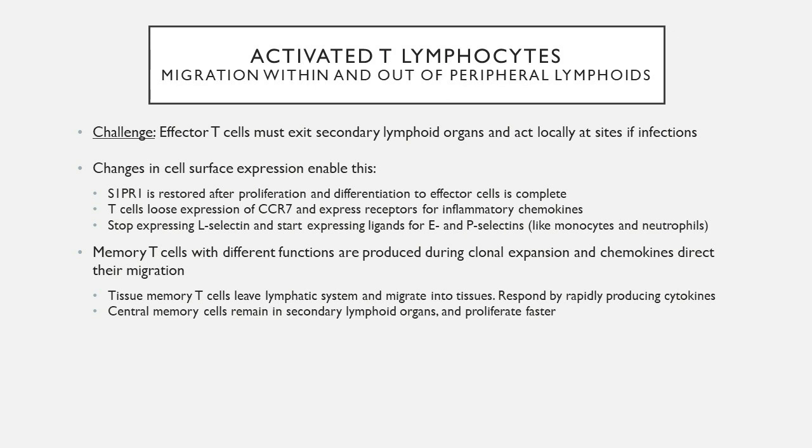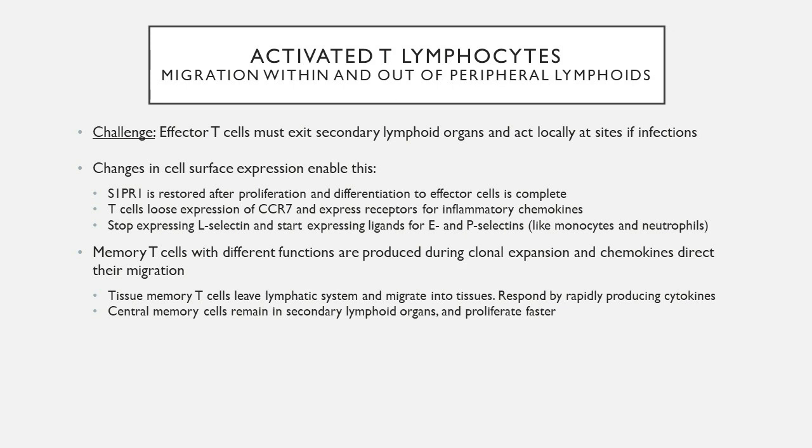Now, once activated, T cells have clonally expanded, differentiated, and have become effector T cells or perhaps memory T cells. And they still have to exit the secondary lymphoid organs in order to act at sites of local infection. So the challenge remains how this happens. Much of the way this happens mirrors, or is the exact opposite of, the procedures that caused them to enter the lymph nodes in the first place.